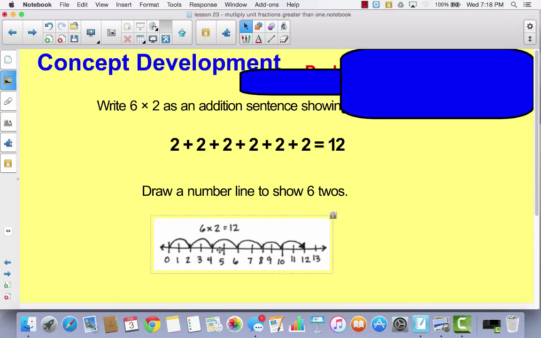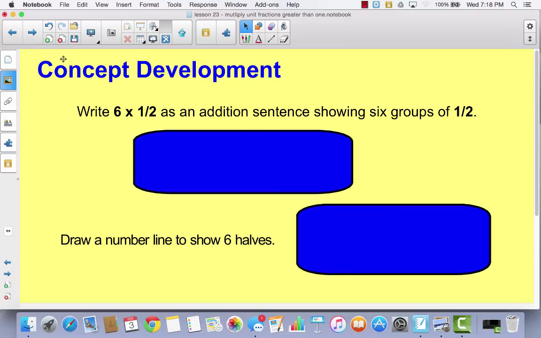Now I know that we've been talking about fractions, and I promise that this actually is going somewhere. Once you get finished drawing this number line, I want you to press play, and we'll move on to the next slide. All right, now we're going to transition. Instead of saying 6 times 2, let's think of this as 6 times a half.